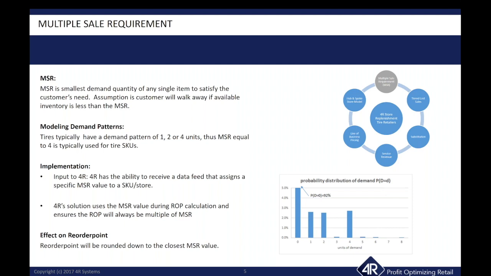The MSR can be fed to us in a weekly feed at the SKU store level. Our algorithm will then use this input to ensure that the profit optimal reorder point calculated will always be a multiple of the MSR. So for the tires example, the reorder point would be 4, 8, 12, 16, and so on and so forth.